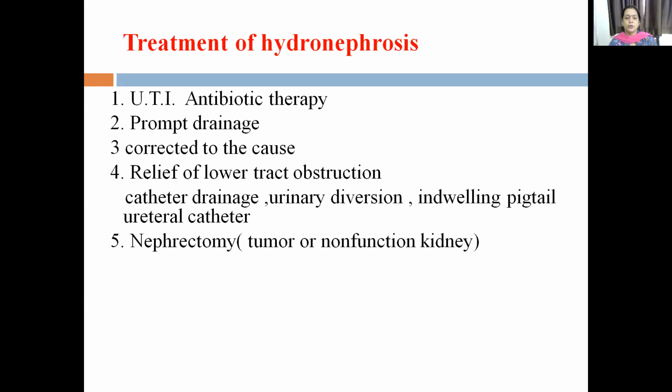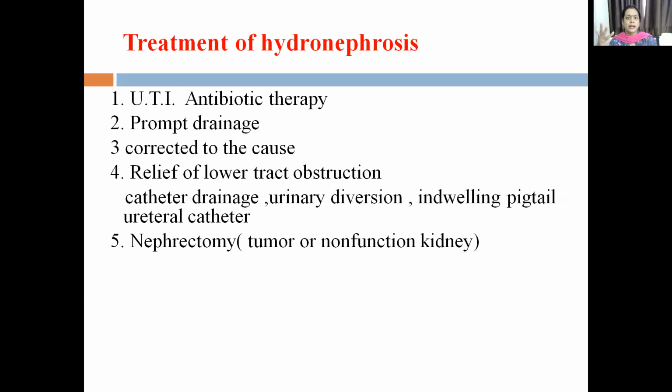Then relief of the lower urinary tract obstruction can be done by catheter drainage, urinary diversion, or an indwelling pigtail catheter. Or else, if the hydronephrosis is irreversible, more than 3 weeks, with renal damage, then you have to do a nephrectomy. So what did we discuss till now? Hydronephrosis, which can be primary or secondary. Then we get to know that it is unilateral or bilateral; unilateral causes are extramural, intramural, luminal.